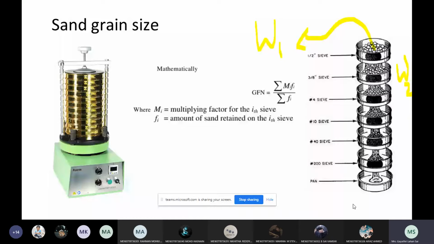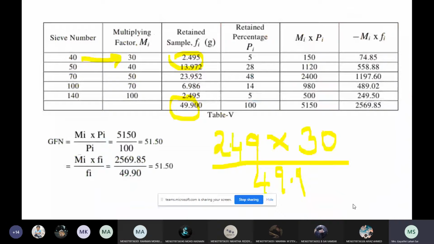Okay, first sieve, second sieve, until the ith sieve, and you will be multiplying it with the corresponding multiplying factor of that ith sieve plate, divided by the total mass of the dried sand that you had used. So by this you will be getting the GFN number.